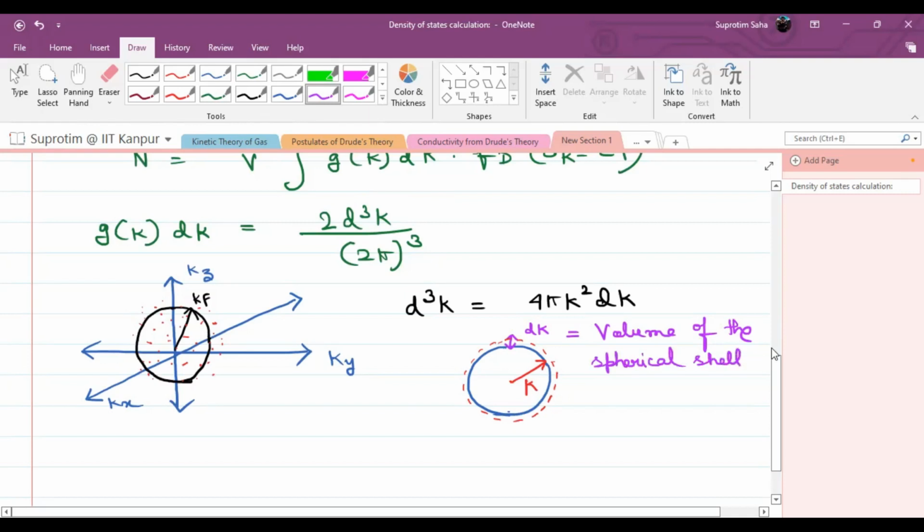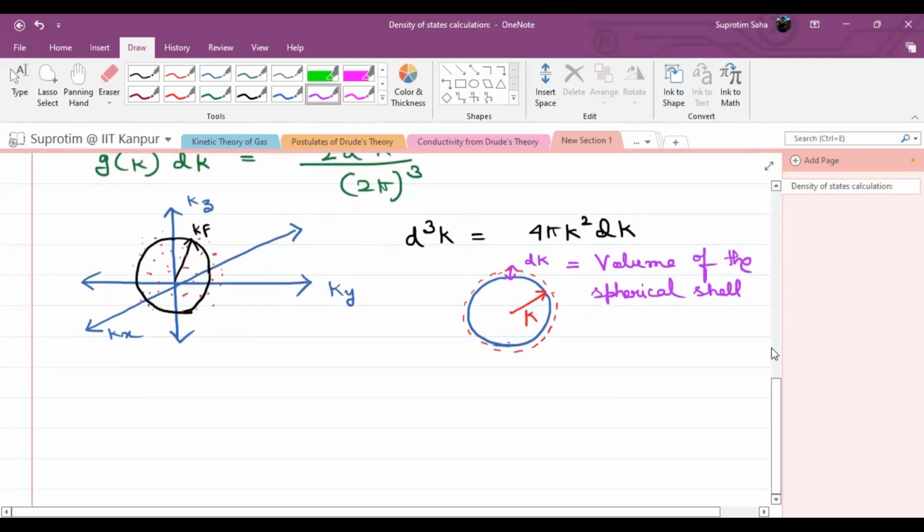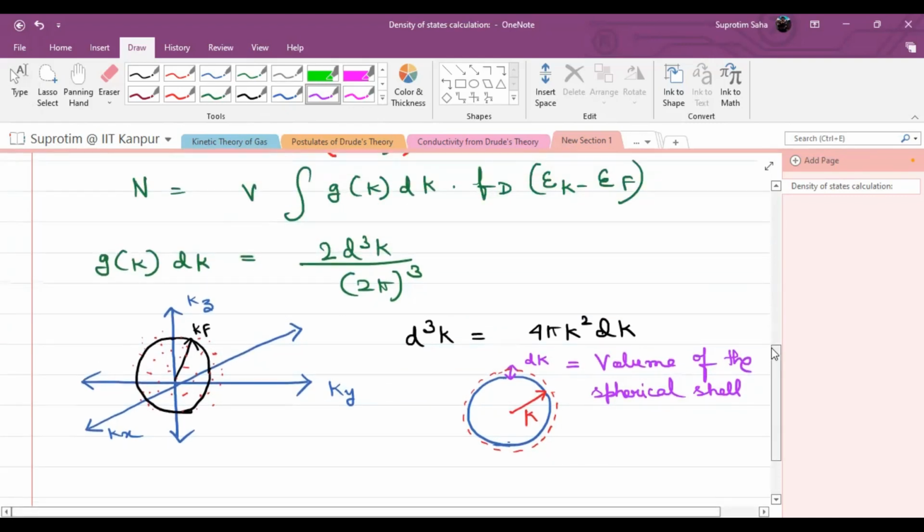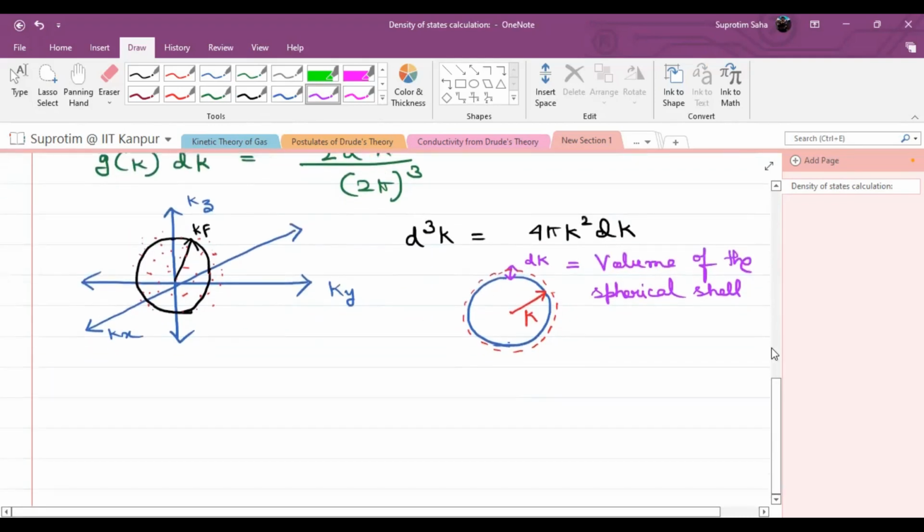Understood? So the volume of this shell is 4 pi k squared dk. Now it is around this Fermi sphere, so you are considering a thin spherical volume outside this Fermi sphere. So now you are slowly realizing why I am using this d cubed k. This is the volume of the spherical shell around the Fermi sphere.